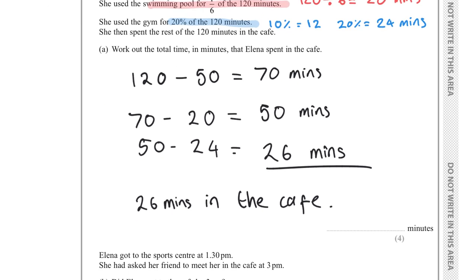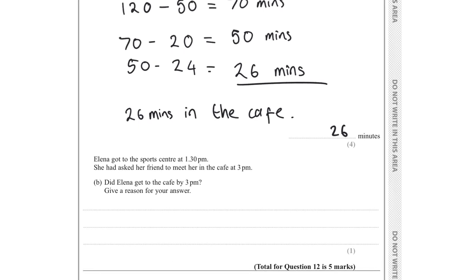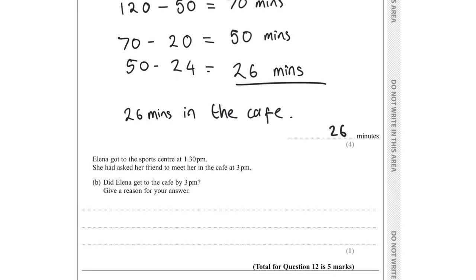Alright. I didn't actually see that 26 minutes, but can't lie. Elena got to the sports centre at 1:30. She asked her friend to meet her in the cafe at 3. Did Elena get to the cafe by 3 p.m. though? That is the question.